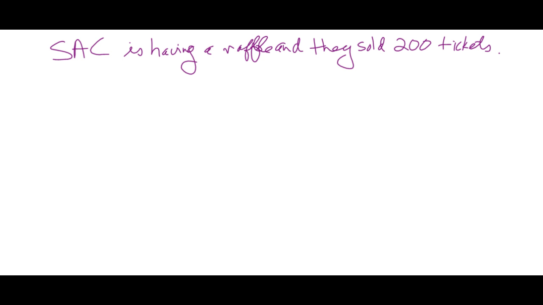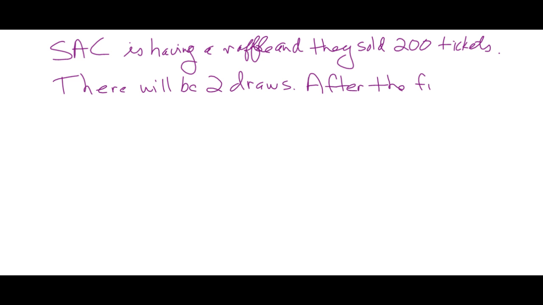Look up here. Okay. So what kind of events are these? Okay, so they have to be independent, right? Because the ticket was put back. So after the first draw, the ticket is put back.